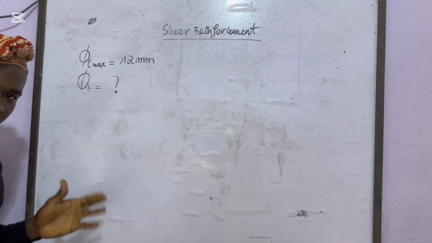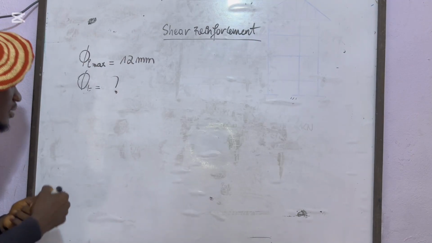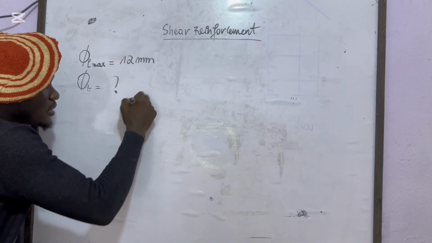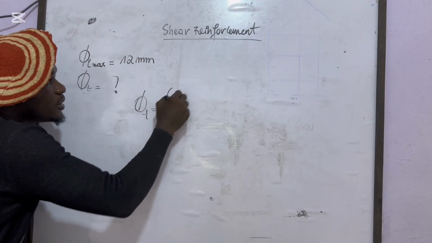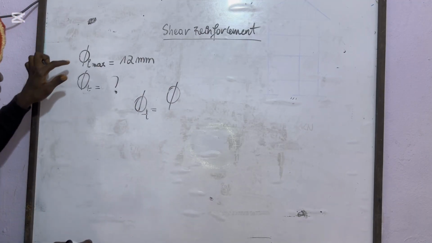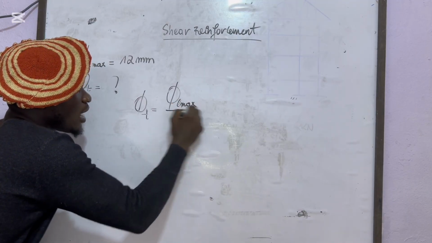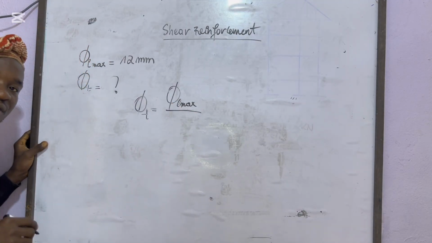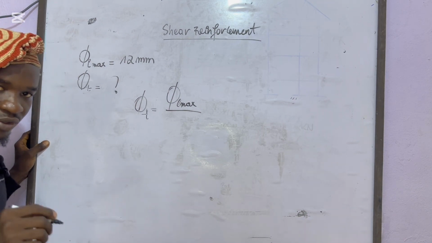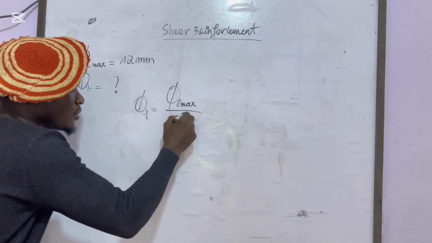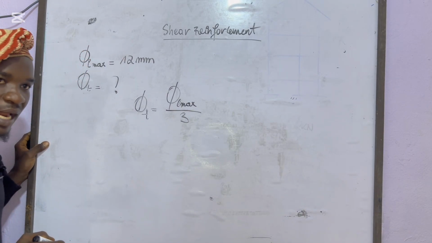Okay, so getting the diameter of the transversal reinforcement is as simple as this. There is a relationship which links the longitudinal reinforcement and the transversal reinforcement. So you take the maximum diameter of the longitudinal reinforcement divided by what? Divided by 3, to obtain the diameter of your transversal reinforcement.